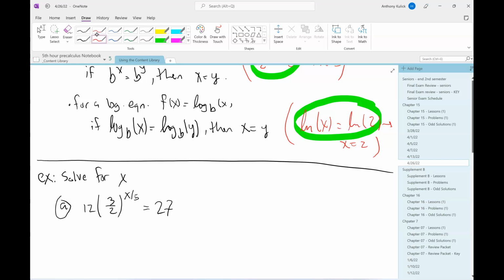Claire, what's your thought there? I saw you mouthing something. Maybe get rid of the fraction. The 3 over 2? How are you going to do that? What's up? This says x over 5. Yes, in the exponent. Okay, so you would want to get rid of that fraction in the exponent.